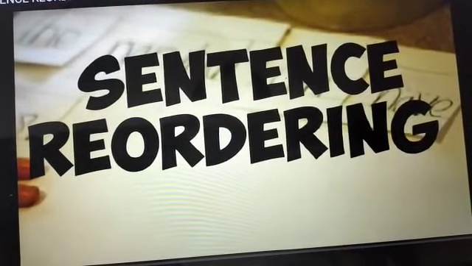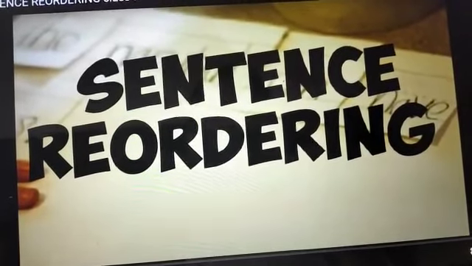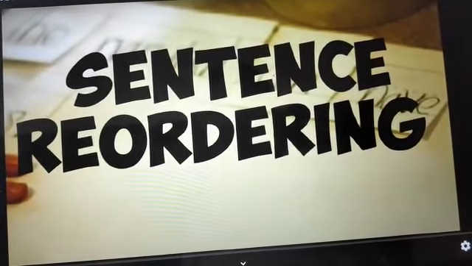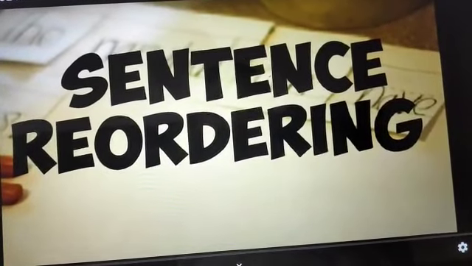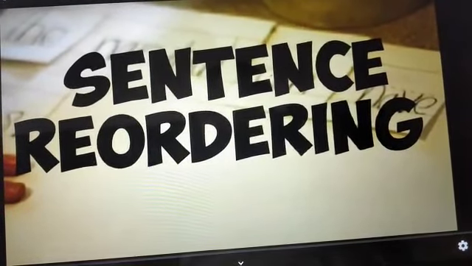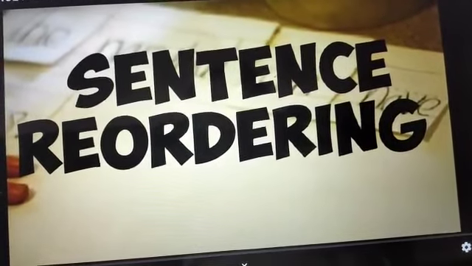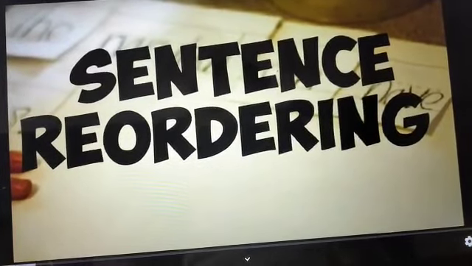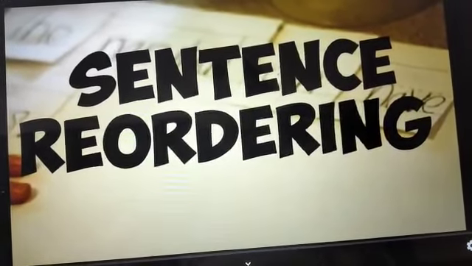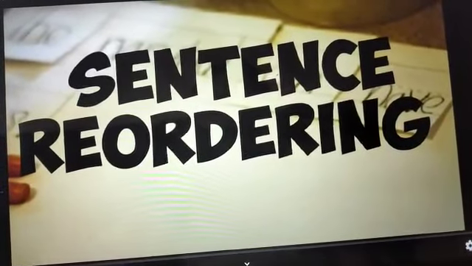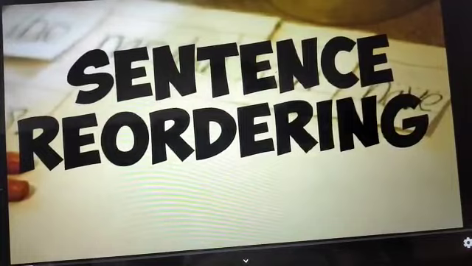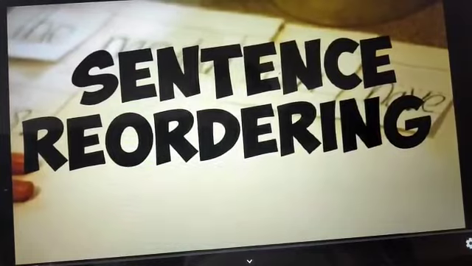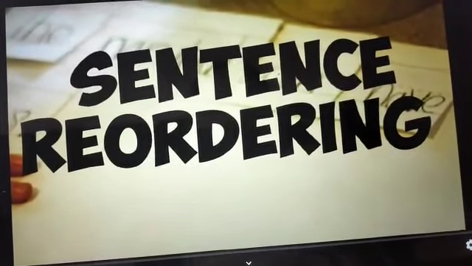Before that, if you really want to learn sentence reordering, you must have knowledge about sentence patterns. If you know the correct sentence pattern and parts of speech, noun, pronoun, verb, adjective, helping verbs, and other things like what a subject is, then you will be able to do it. As we know, a sentence is a word or a group of words that makes a complete sense.